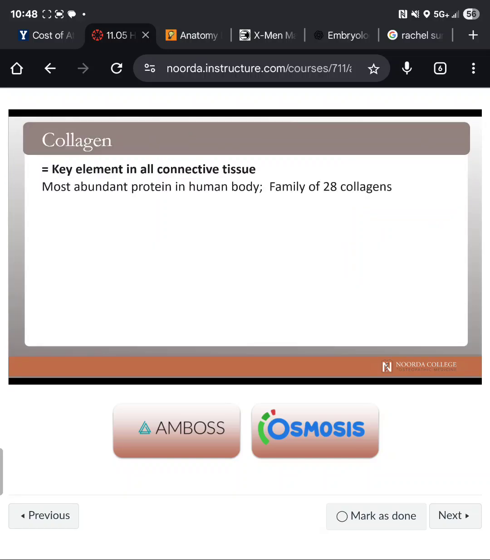Now, connective tissue is comprised of three main fibers. You have your collagen, elastic fibers, and reticular fibers. Collagen is the most abundant protein in the body, and there's typically 28 collagen types, but we're really going to focus on four main types in this lecture. There's different categories according to the structure of the collagens.